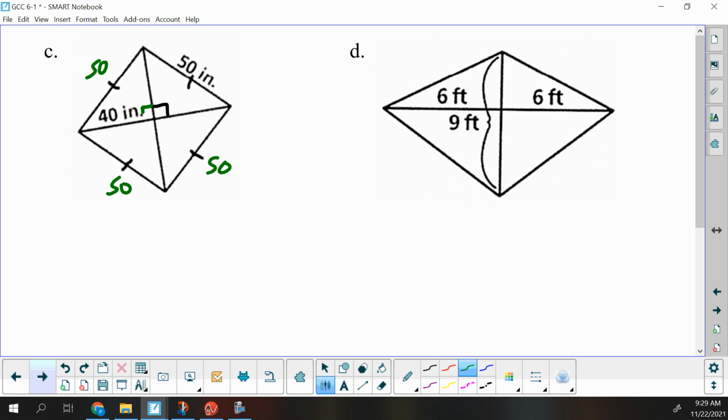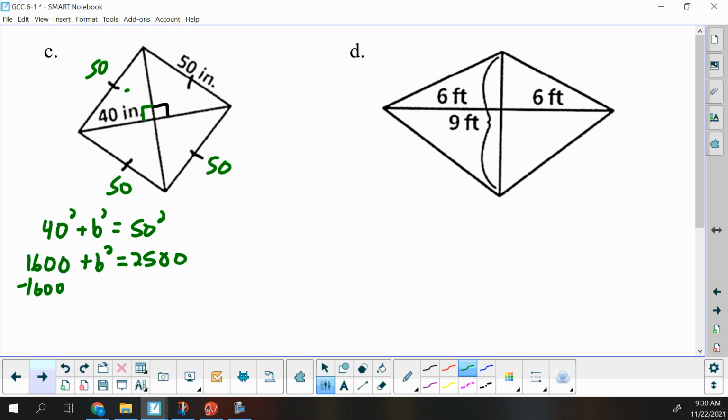Well, if this is a right angle, in this triangle here, we can do Pythagorean theorem. Our C would be the 50. So we can do 40 squared plus b squared equals 50 squared. 40 times 40, well, 4 times 4 is 16, and tack on a 0 for each of them. Plus b squared equals 50 times 50, 5 times 5 is 25, and then tack on a 0 for each. We'll subtract the 1600 over, and that'll give us b squared is equal to 900.